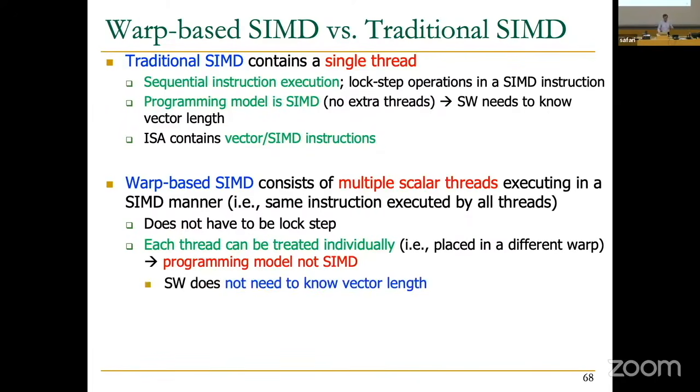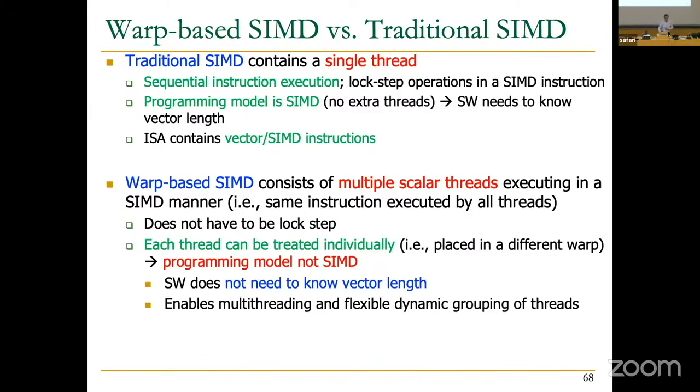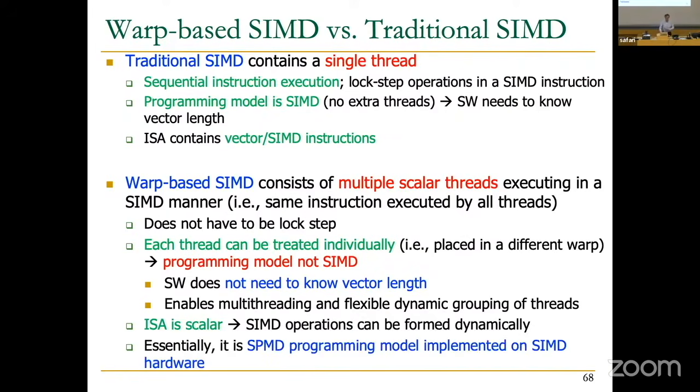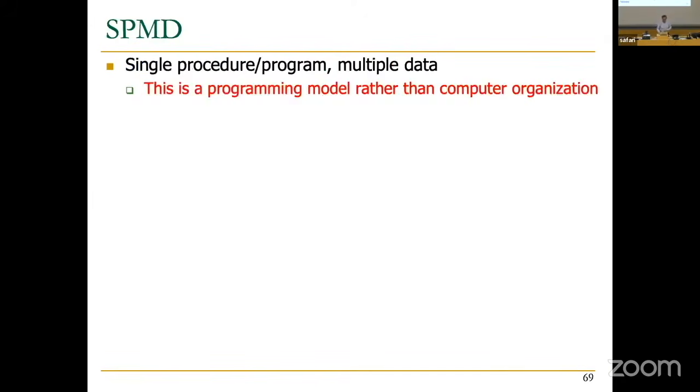So software doesn't need to know the vector length. And this enables multi-threading and flexible dynamic grouping of threads. And also the ISA is scalar. SIMD operations can be formed dynamically. You don't need to have special instructions for vectors, essentially. As we've discussed earlier, this is the SPMD programming model implemented on SIMD hardware.